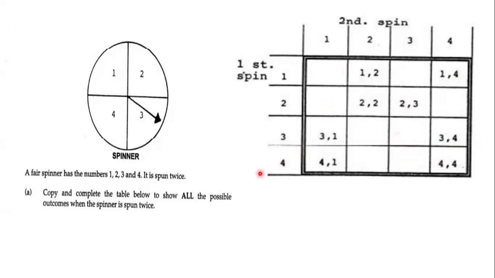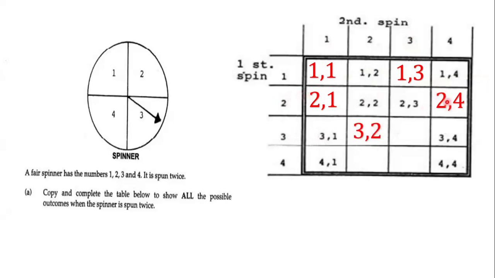And so notice that this is 1, 1, and 1, 1 means that the first time we spin it, it lands on 1. The second time we spin it, it lands on 1 as well. Then we have 1, 3, which means that the first time we spin it, it lands on 1, right? The second time we spin it, it lands on 3. This one is going to be 2, 1, right? Because the first time we spin it, it lands on 2, and the second time we spin it, it lands on 1. Now this one is going to be 3, 2, which means that the first time we spin it, it lands on 3. The second time it lands on 2.